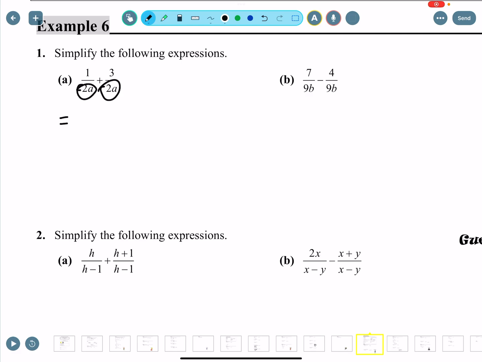Basically, you need to make sure the denominator, the bottom of the fraction, is the same before you combine it into one fraction. 2a for both of them. On the top will be 1 plus 3. So something similar to primary school, just you have a letter. 4 over 2a. And then sometimes you have to continue. So 4 and 2 can be further simplified. 2 over 1. So finally, you will have 2 over a.